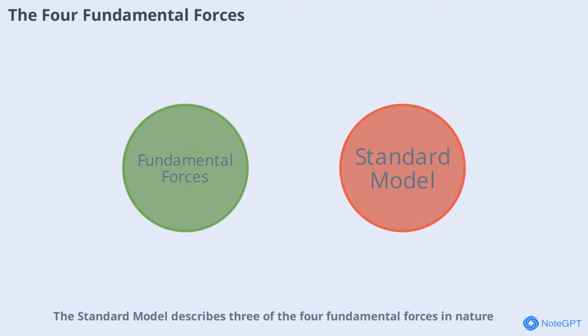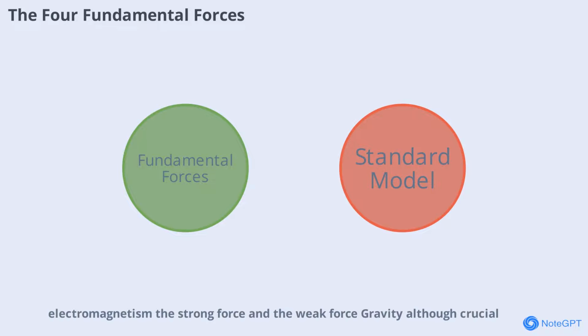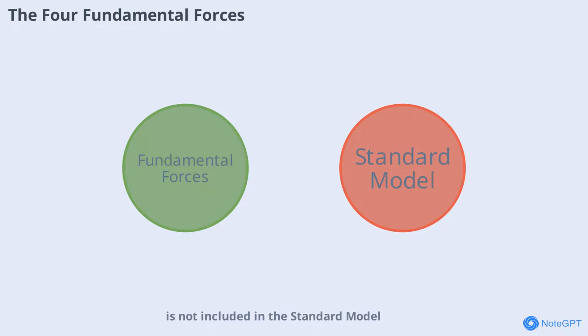The Standard Model describes 3 of the 4 fundamental forces in nature: electromagnetism, the strong force, and the weak force. Gravity, although crucial, is not included in the Standard Model. Each force operates over different distances and strengths, shaping the universe in unique ways. Understanding these forces helps explain everything from why atoms stick together to how the sun shines.